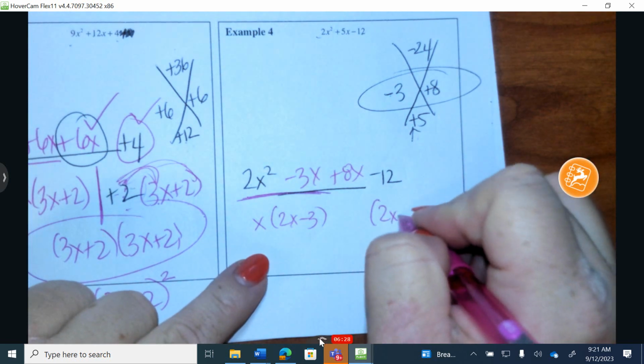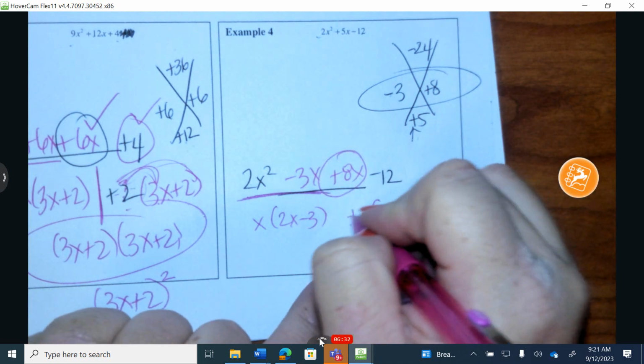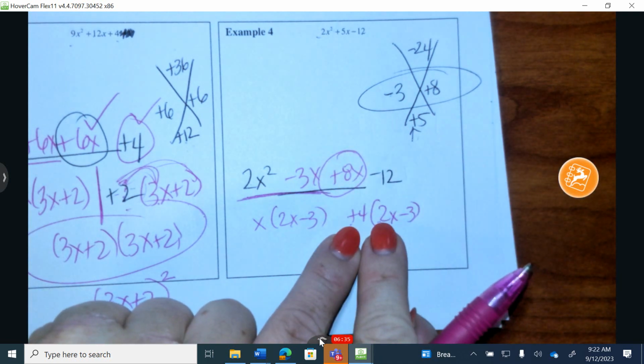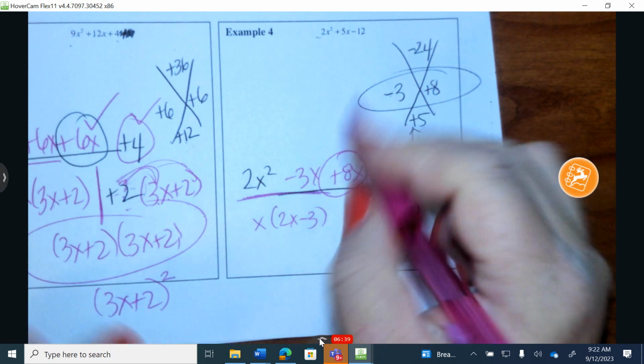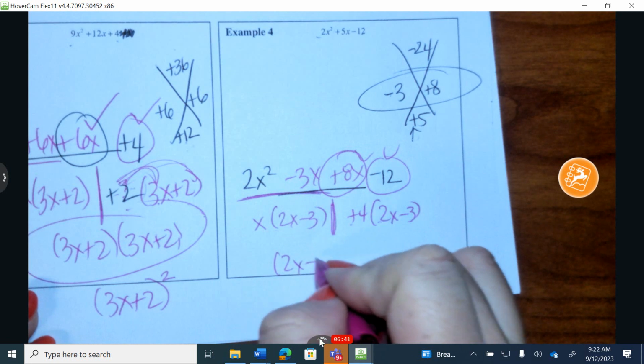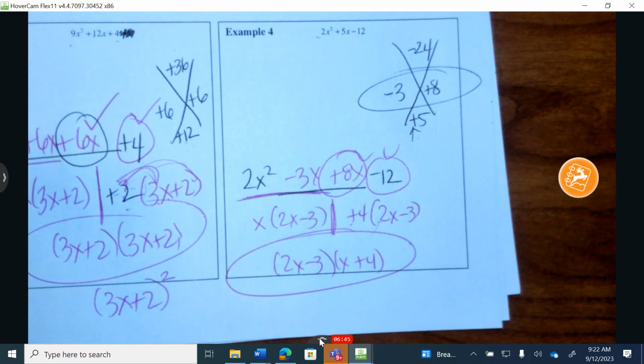I'm going to write down what's in parentheses. What times 2x gives you a positive 8x? Positive 4. Positive 8x minus 12x. Okay, what do they both have in common? 2x minus 3. What's in front of the first? What's in front of the second? And done.